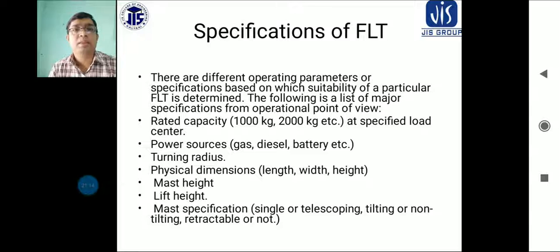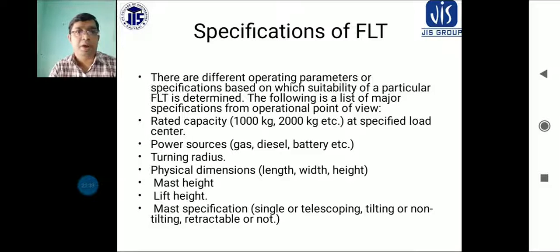That means there are different operating parameters given. According to the specifications, the stability and suitability of the particular forklift truck is determined. A few specifications are given in the slides here.